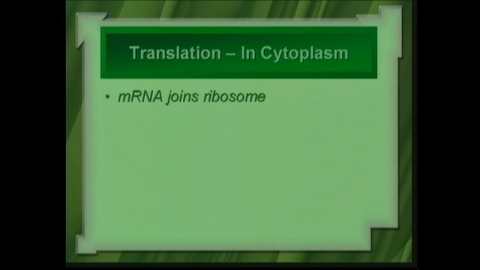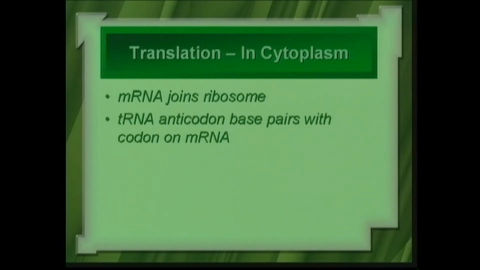Now translation. The messenger RNA leaves the nucleus and translation happens in the cytoplasm of the cell. First of all, the mRNA will join the small subunit of the ribosome. The tRNA will attach, and so will the large subunit of the ribosome. The tRNA anticodon is just a series of 3 complementary bases that pair with the codon on the messenger RNA. So if the codon on the messenger RNA was CAU, which codes for histidine, the complementary bases of the anticodon would be GUA.